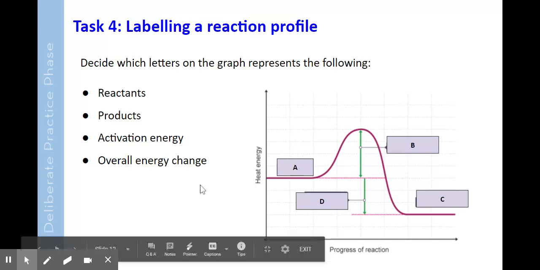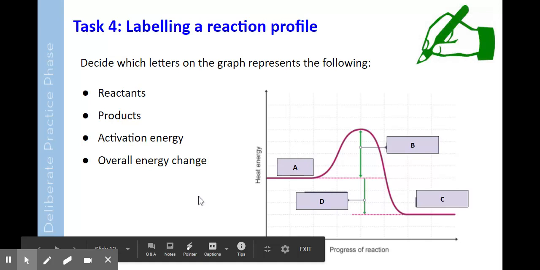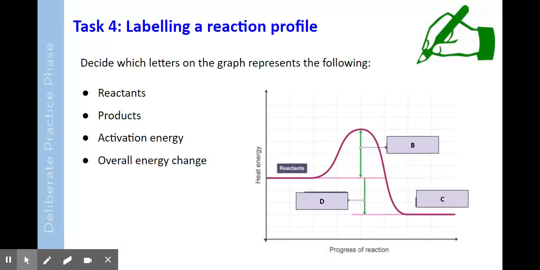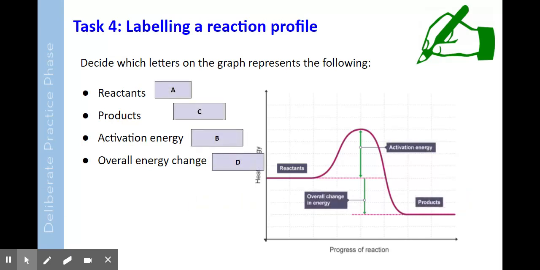Okay, so let's go through the answers. The reactants were A, the products should have been C, the activation energy should have been B, and the overall change in energy should have been D. A, C, B, D.